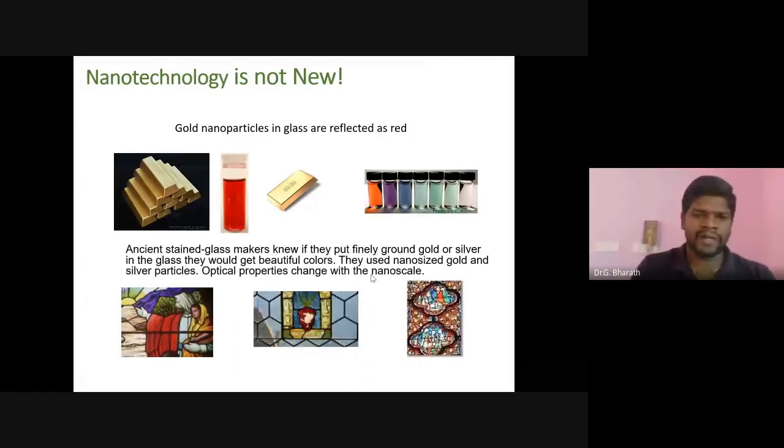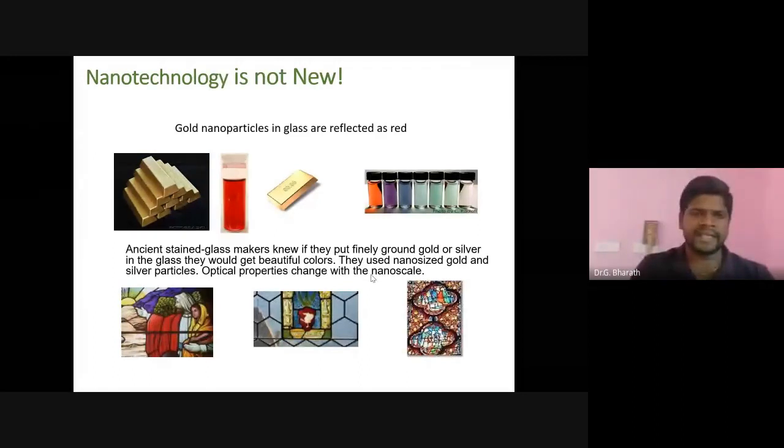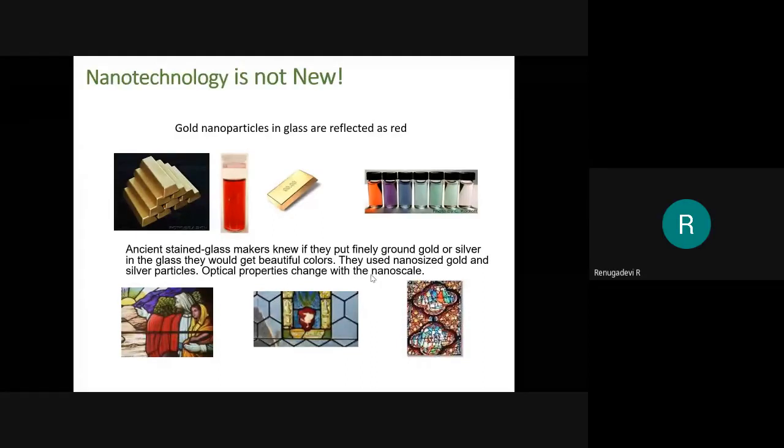The gold bulk material shows gold color. But when you reduce the size, especially to the nanometer size, like 10⁻⁹ meter, at 10 nanometer or 5 nanometer particle size, it shows completely red color. So this is the size effect. It's the same technology that ancient stained glass makers knew when they finely ground gold or silver nanoparticles, and they would get different beautiful colors. So even the people prepared gold and silver nanoparticles.